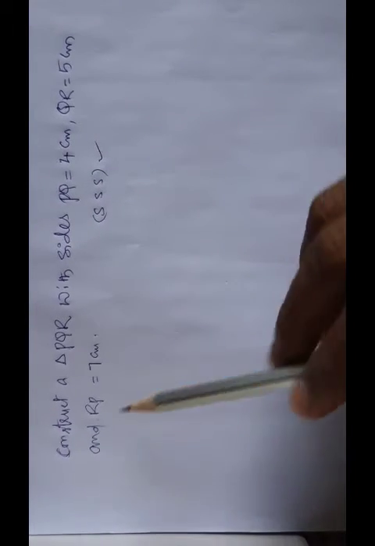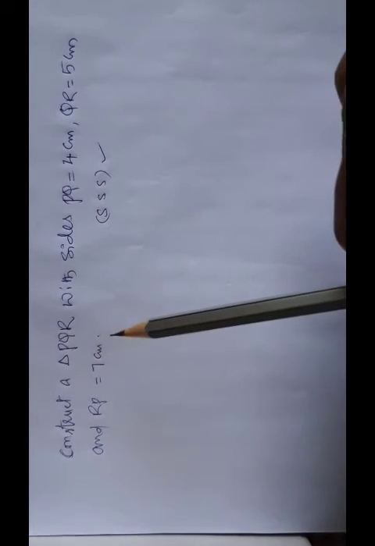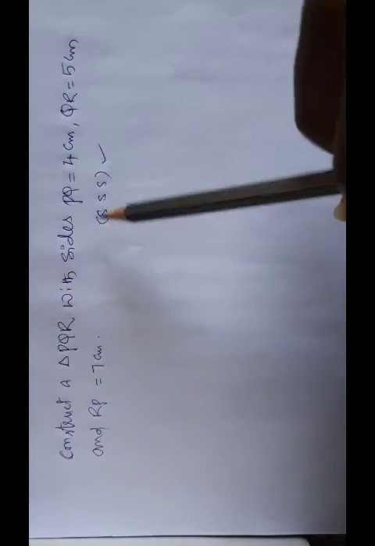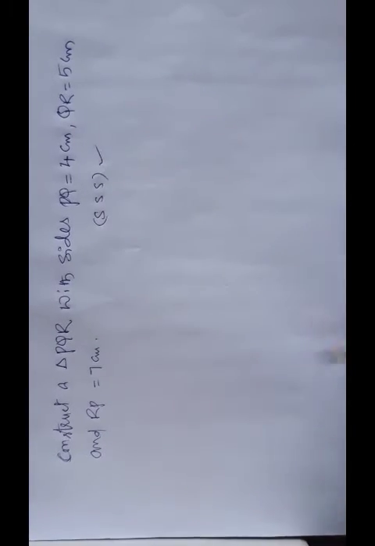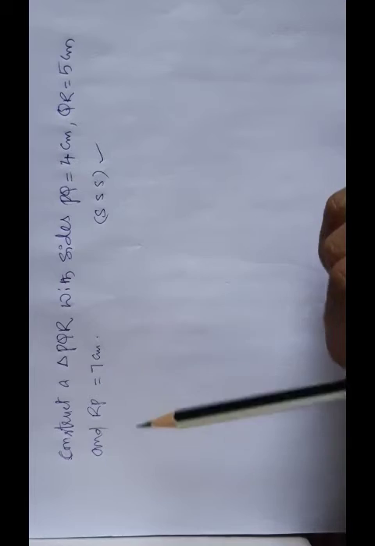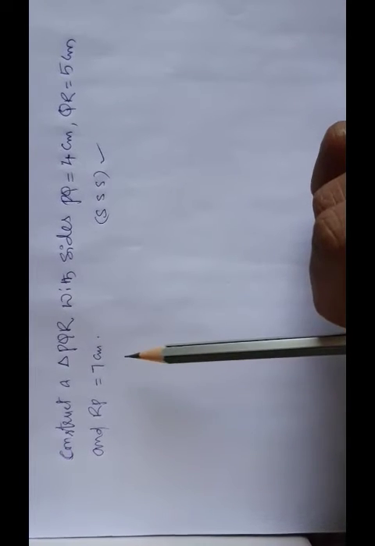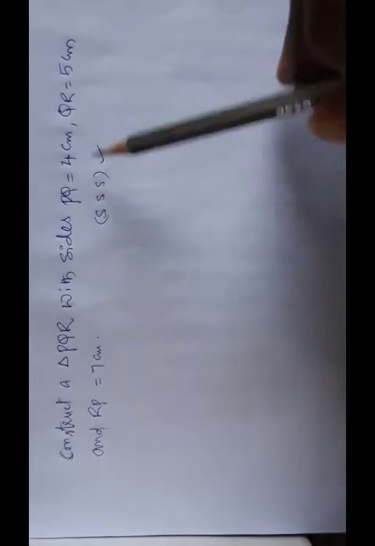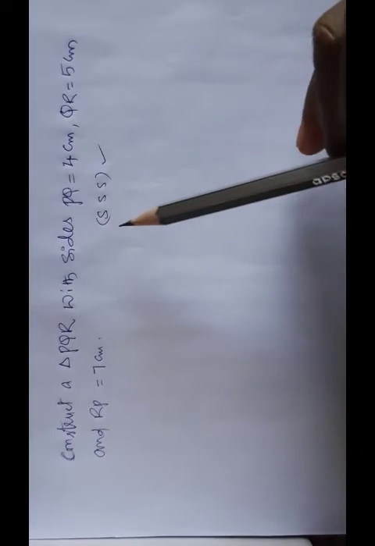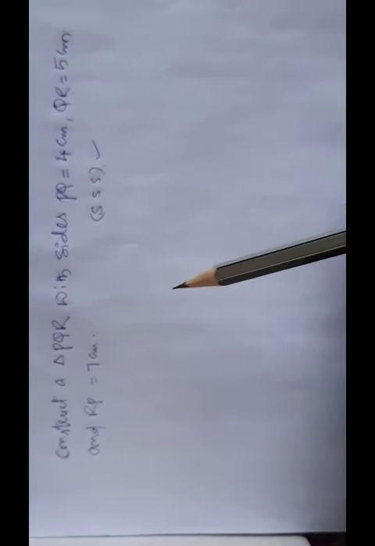Let us start. One example I've taken here. Construct a triangle PQR with sides PQ 4 centimeters, QR 5 centimeters, and RP 7 centimeters. So how to construct? Here we have all the 3 sides. How to construct a triangle?